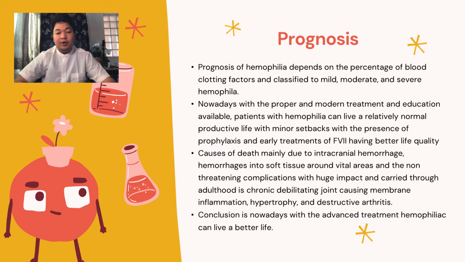The prognosis depends on the percentage of blood clotting factors and is classified into mild, moderate, and severe hemophilia. Nowadays, with proper and modern treatment and education available, patients with hemophilia can live a relatively normal life with the presence of prophylaxis and early treatment of factor VIII. Causes of death are mainly due to intracranial hemorrhage and hemorrhages into soft tissue around vital areas. The non-life-threatening complication with a huge impact that carries through adulthood is chronic debilitating joint disease, causing membrane inflammation, hypertrophy, and destructive arthritis. The conclusion is that nowadays, with advanced treatment, hemophiliacs can live a better life.